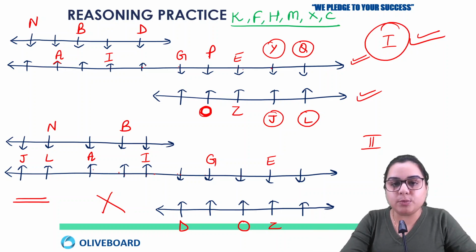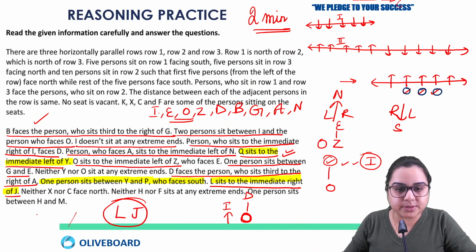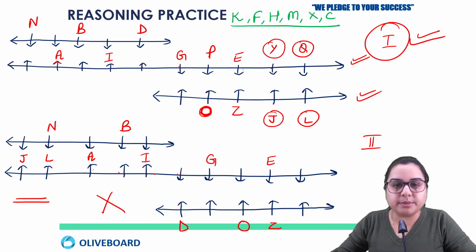So now let's see what else can be used. Okay, so here you have this information that one person sits between H and M. So can you solve this? That one person sits between H and M. So where can we write H and M?